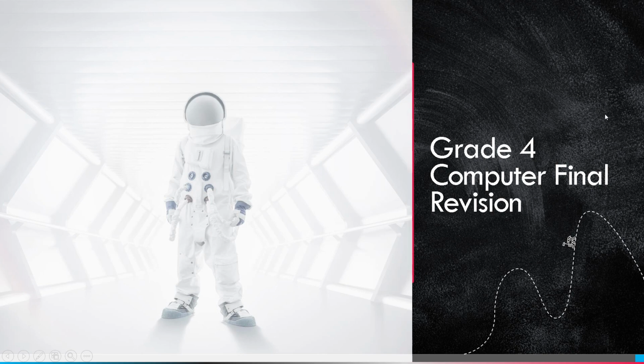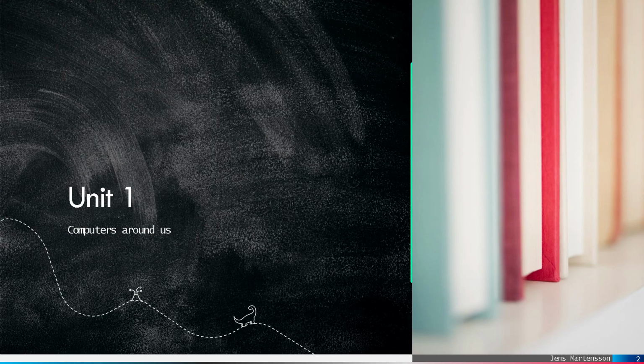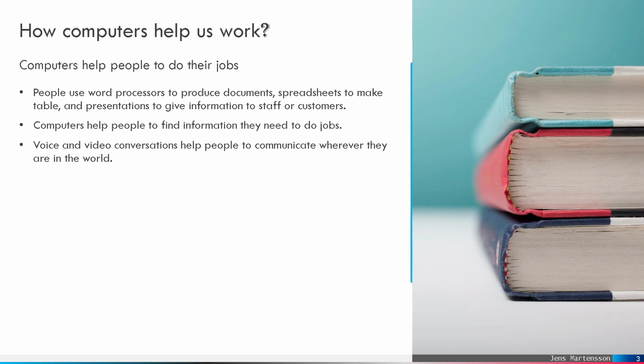Today we are going to talk about the final revision for computer for the first term, grade 4. First of all, we are going to talk about Unit 1, computers around us. Of course, we will need to know how computers help us to do some work. People everywhere use computers to help them to do their jobs.